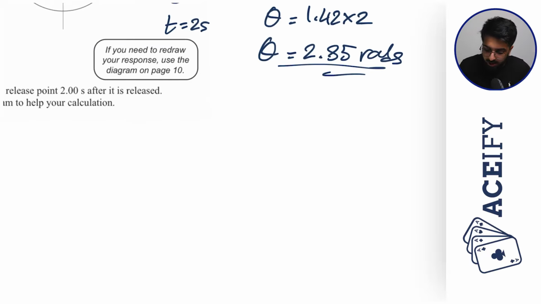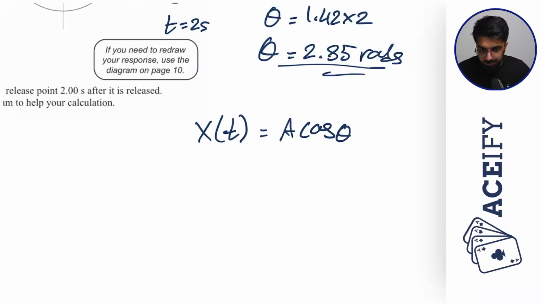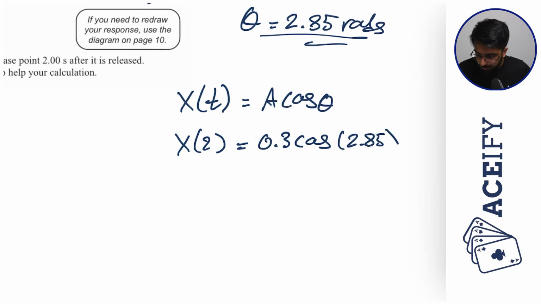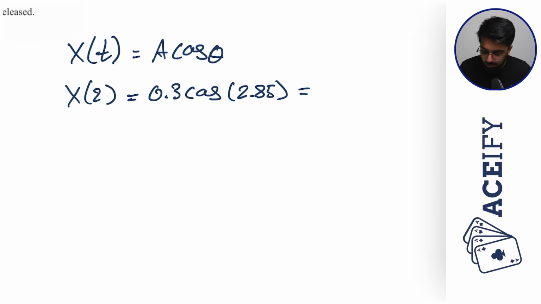And as we are starting at the extremes, we can find our displacement is equal to our amplitude times cos theta, okay? And so therefore our displacement after 2 seconds is 0.3 cos 2.85, okay? And this gives us a displacement of negative 0.287 meters, okay?